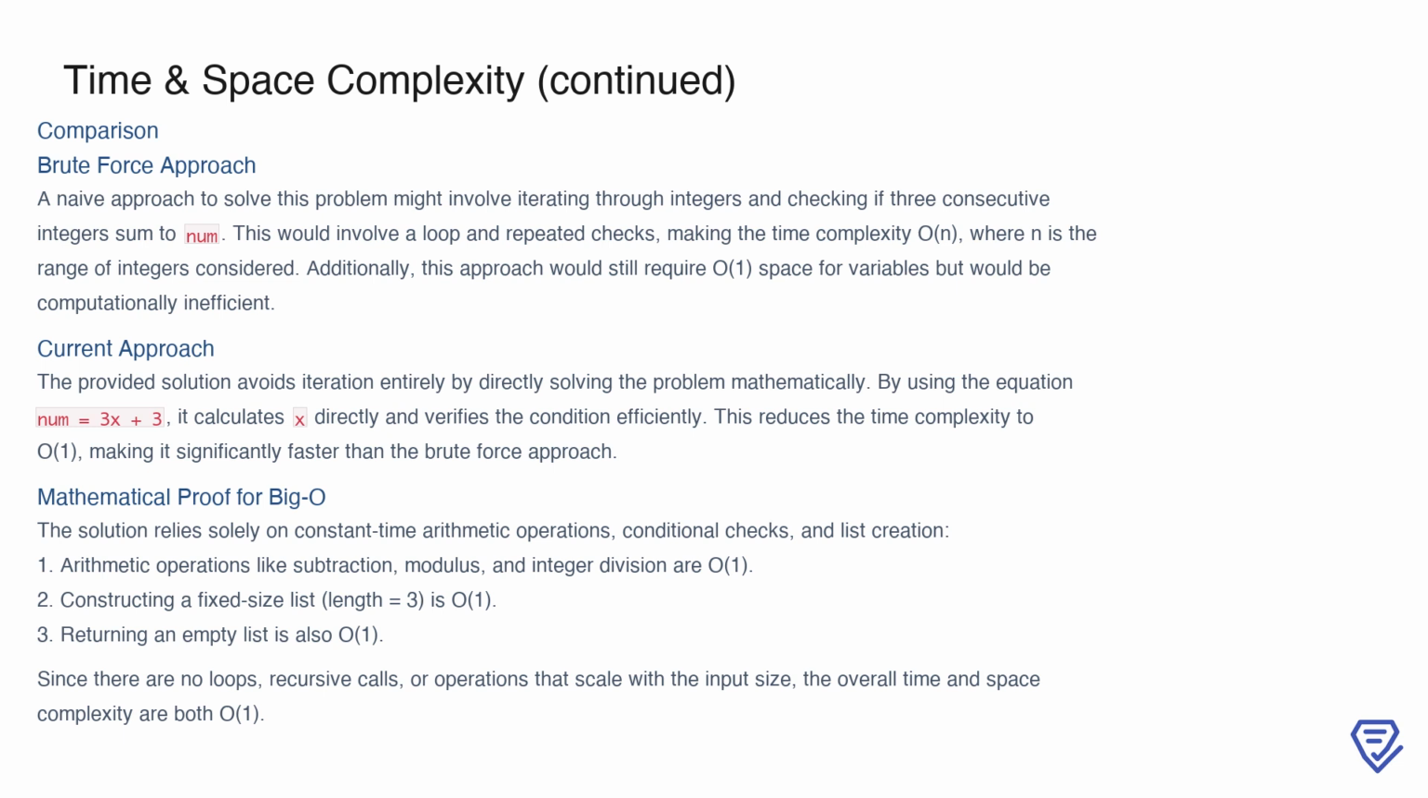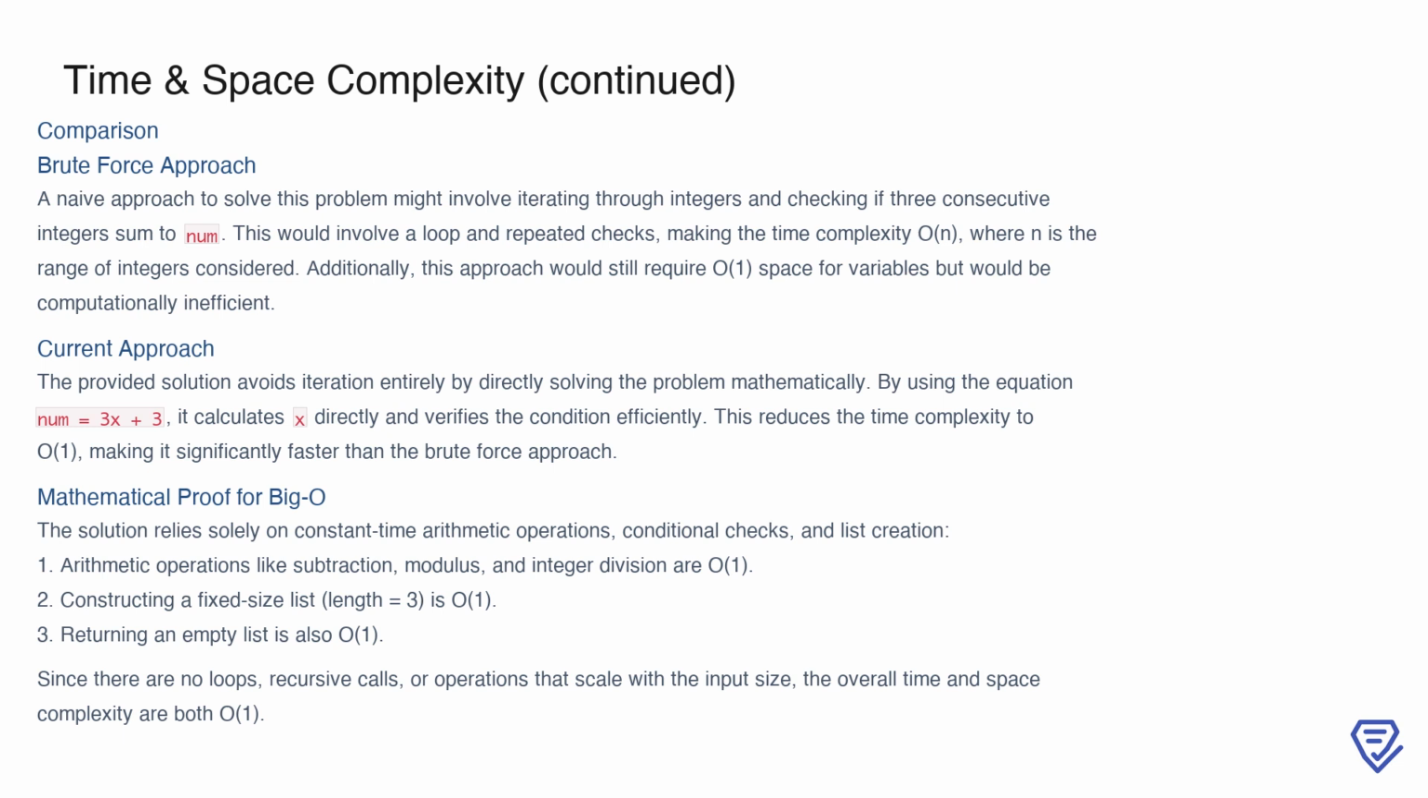While the space complexity would still be O(1) for variables, this method is computationally inefficient. By contrast, the current solution eliminates the need for iteration entirely by leveraging the equation number equals 3x plus 3. By solving for x directly through constant time arithmetic operations, it efficiently determines the result. This reduces the time complexity to O(1), making it significantly faster than the brute force approach.